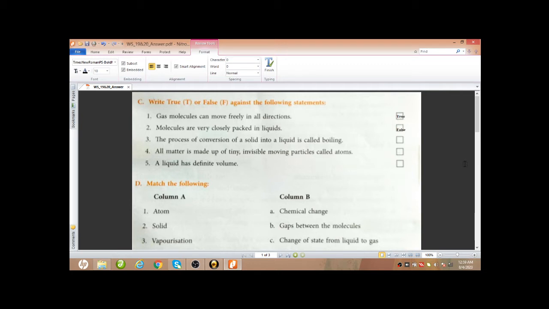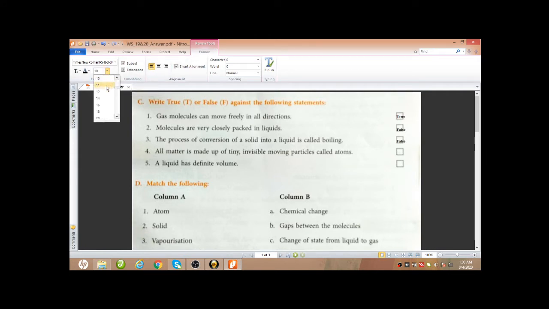Achha, next, the process of conversion of a solid into a liquid is called boiling. So solid into liquid is not called boiling, so this will be false again. When we get solid to liquid, like ice to water, this is called melting or fusion. Okay, so it's not boiling.